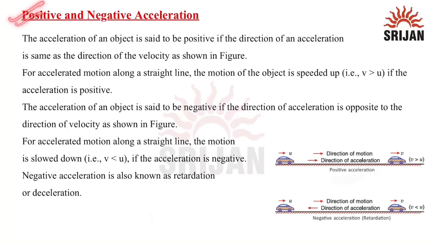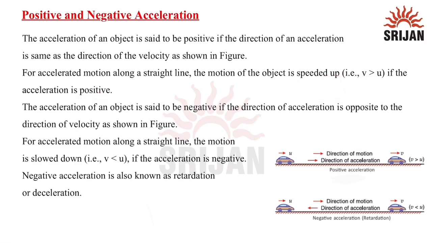In this video, we will learn about positive and negative acceleration. The acceleration of an object is said to be positive if the direction of acceleration is in the same direction as that of velocity, as you can see in this particular figure number 1. For an accelerated motion along a straight line, the motion of an object is speeded up. That is, the final velocity is more than the initial velocity if the acceleration is positive.